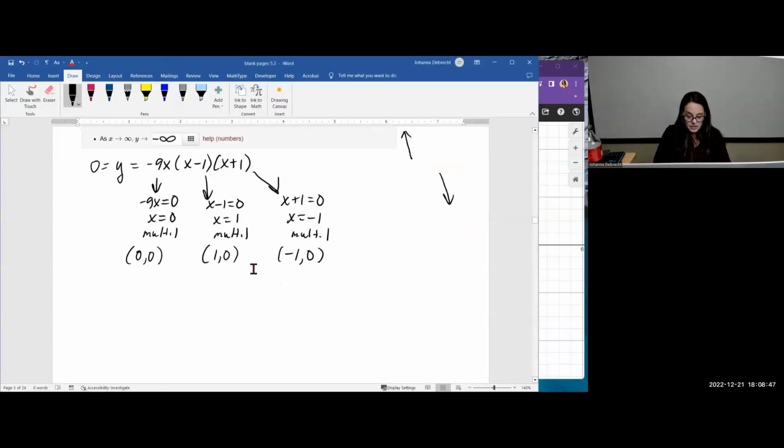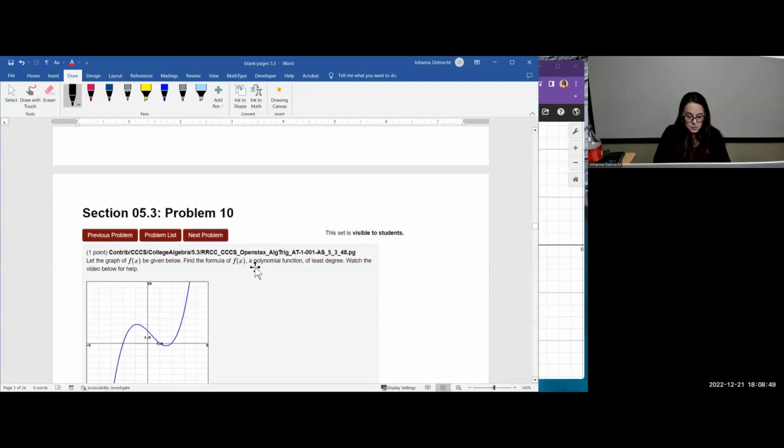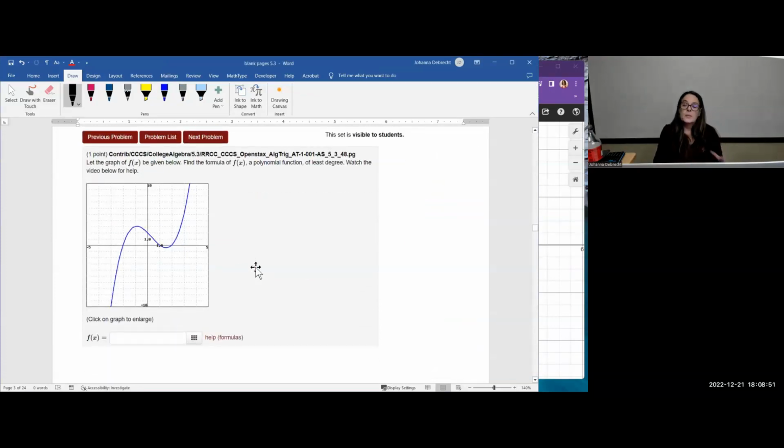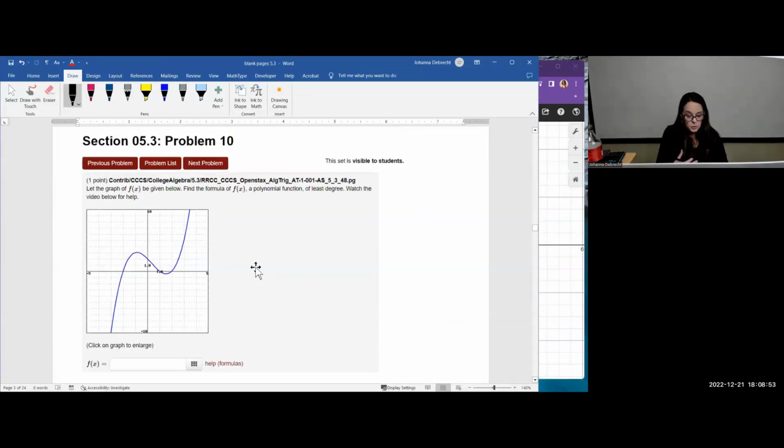Now let's move on to the next problem, which is problem number 10. Now problem 10 is a little bit different. What it does is it gives us the graph, and it wants us to come up with the equation for it. Now, this can be kind of difficult sometimes, and it says of least degree, which means that actually there's probably more than one that has a similar graph. So we're going to look at this one and see what we can do to figure it out.